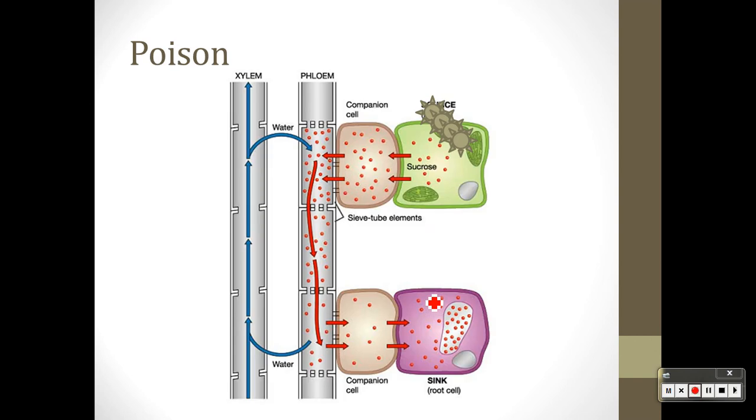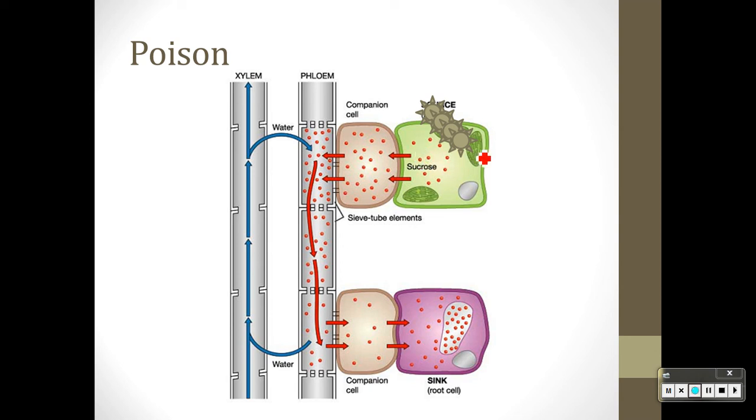Now, we can use phloem to our advantage to either kill a plant or to kill the bugs that eat plants. So it's called systemic poison because it goes through the system. That's probably not the reason they call it that. I just made that up.